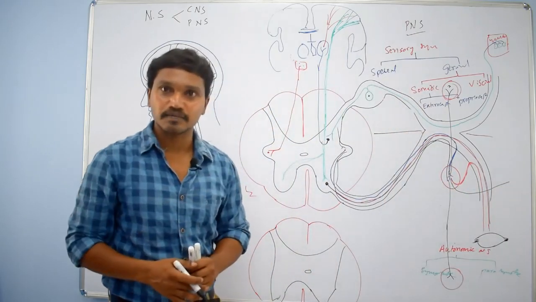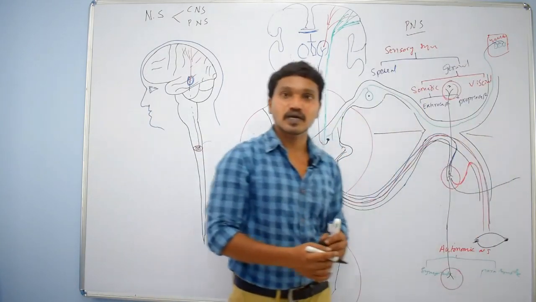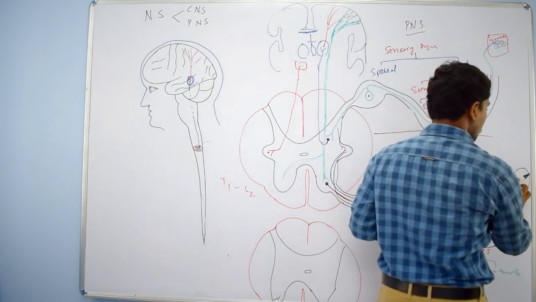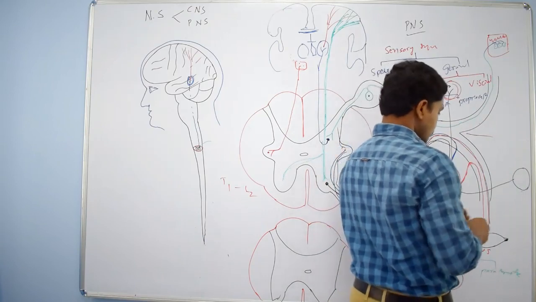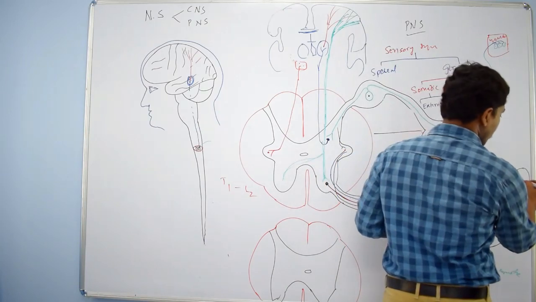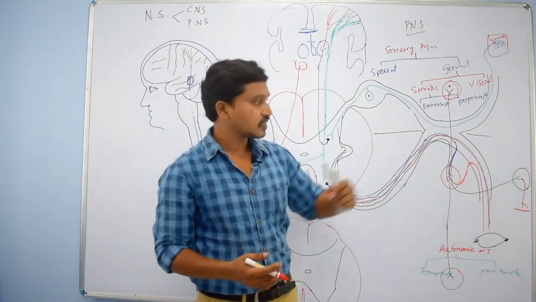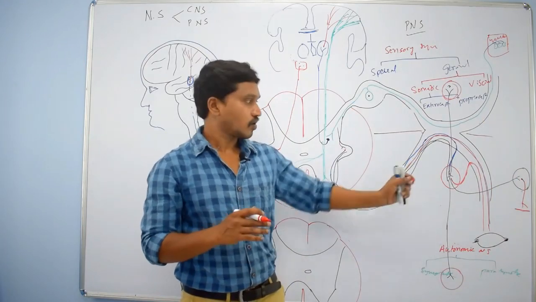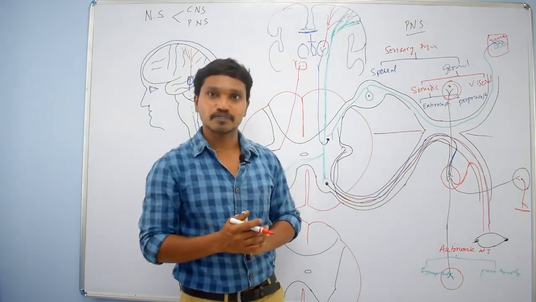They will not relay over there, and they will terminate or they will synapse on some ganglions which are present in front of the vertebrae, like the celiac ganglion. Postganglionic fibers arise from there and supply the organ. Postganglionic fibers arise from that ganglion and supply the organs. This is one way of conveying the sympathetic information, right?